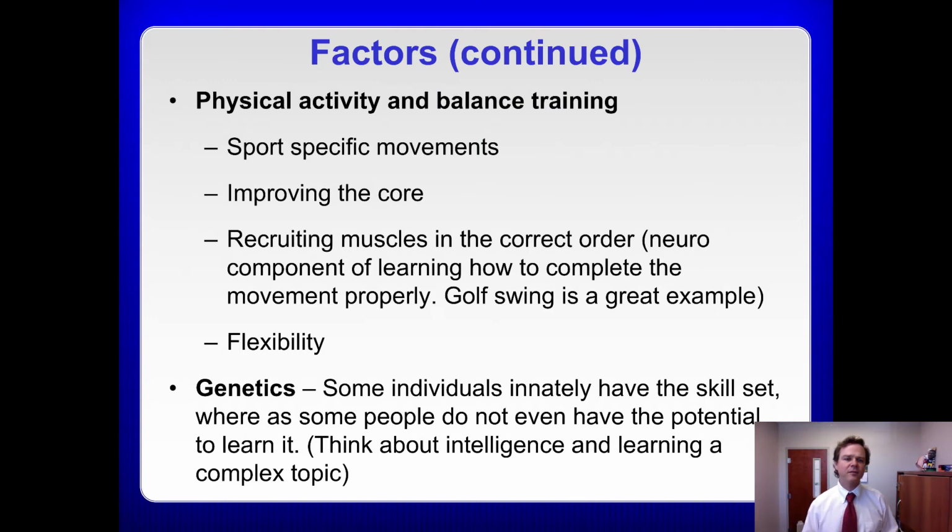When we're looking at physical activity and balance training, you could do sport-specific movements. That's going to help. That's where the specificity comes into play. Generally, improving the core is going to help. That's going to help from an injury reduction perspective as well, to help support those joint structures. Recruiting muscles in the correct order. This is basically learning how to do things. Some of this comes naturally to people, and that's what the genetics component is. That's what I talk about there. But to a certain extent, you can learn it as well.